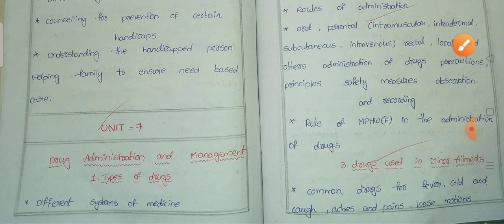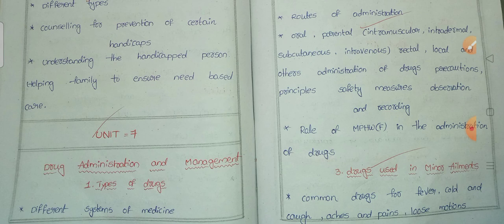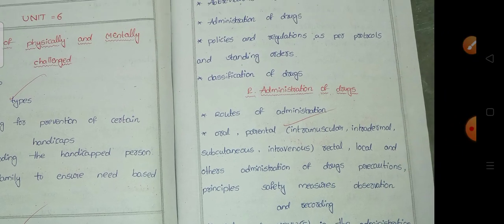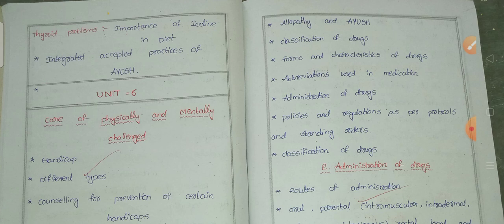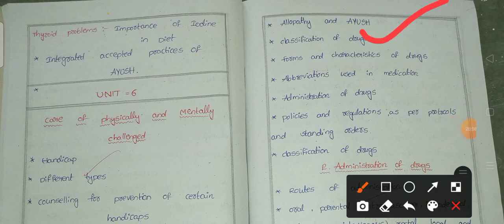First one is the types of drugs, different types of medicines. Allopathy is nothing but English medicines, like paracetamol, antibiotics, amoxicillin. These all come under allopathic medicine. AYUSH is Ayurveda, Yoga, Unani, Siddha, homeopathy. Next, classification of drugs. They may ask about classification of drugs and administration of drugs, which are very, very important. These two topics are very important in this unit.